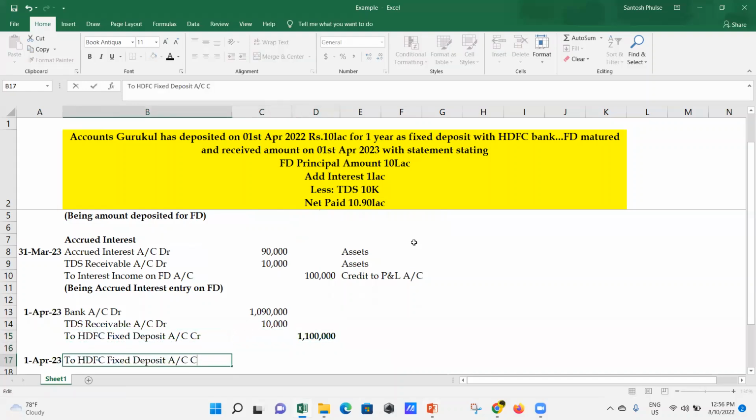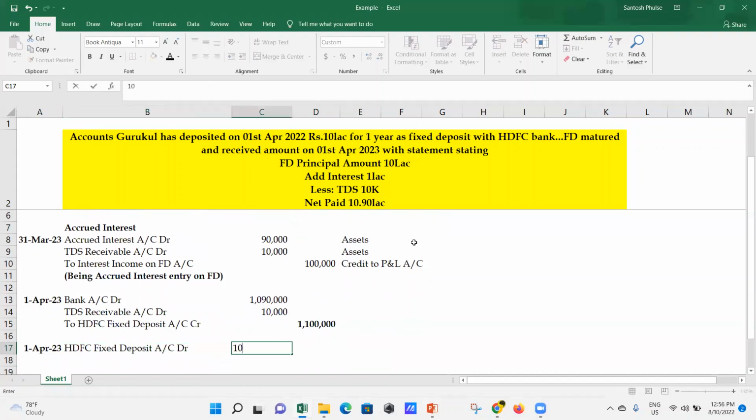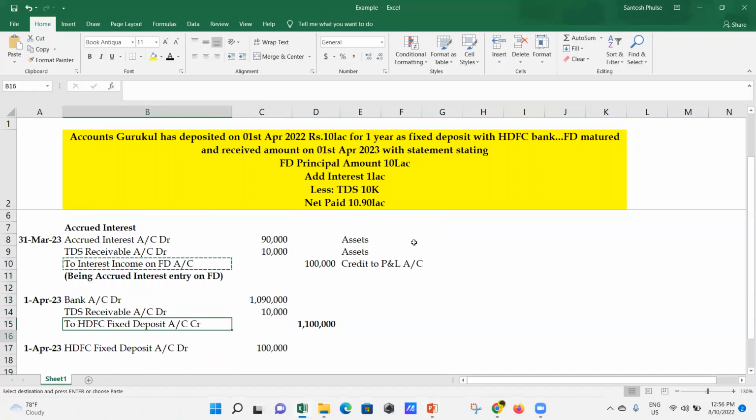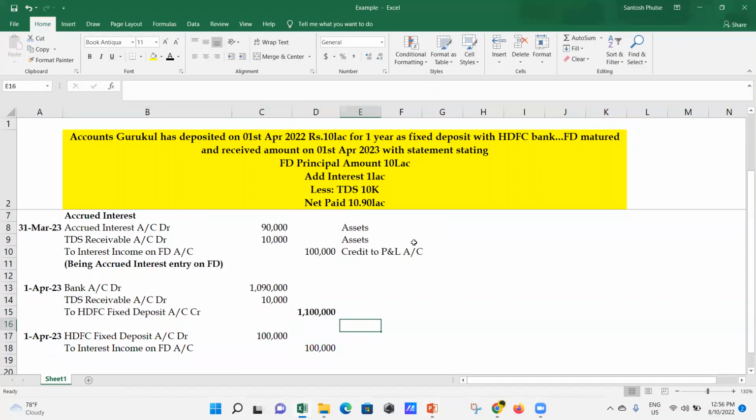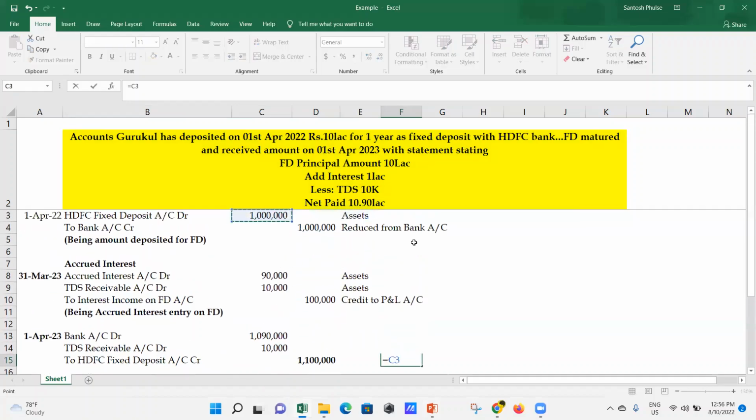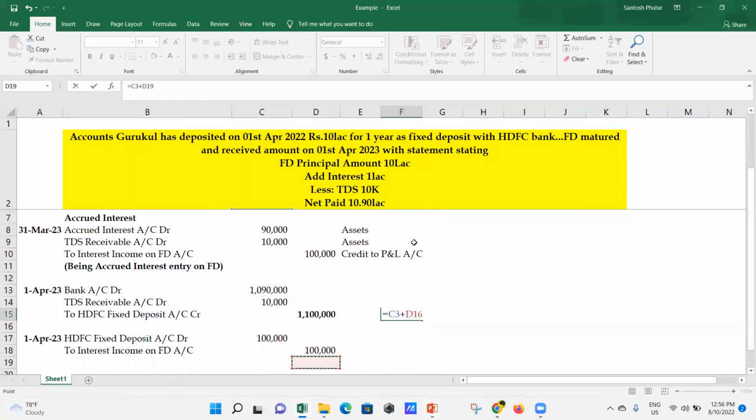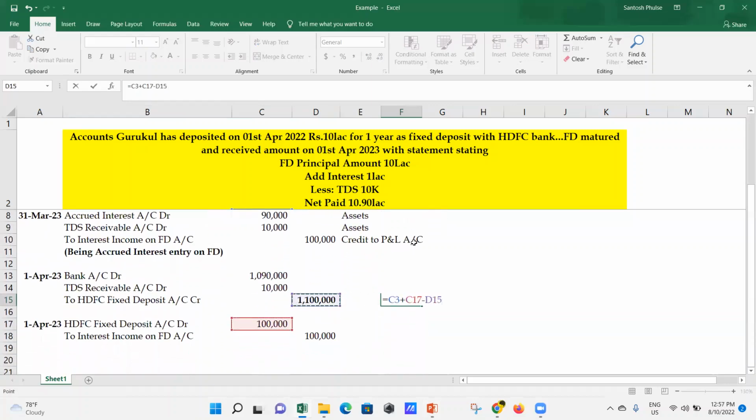So first we have to debit the SDFC account for 1 lakh, and we have to credit the interest on FD account for 1 lakh. Now, if you see, the SDFC account is going to be 0. So if you see here, the SDFC account, first we debited for 10 lakh, then here we debited for 1 lakh, and here we have the reversal of 11 lakh. So you can see here, the SDFC account is 0.